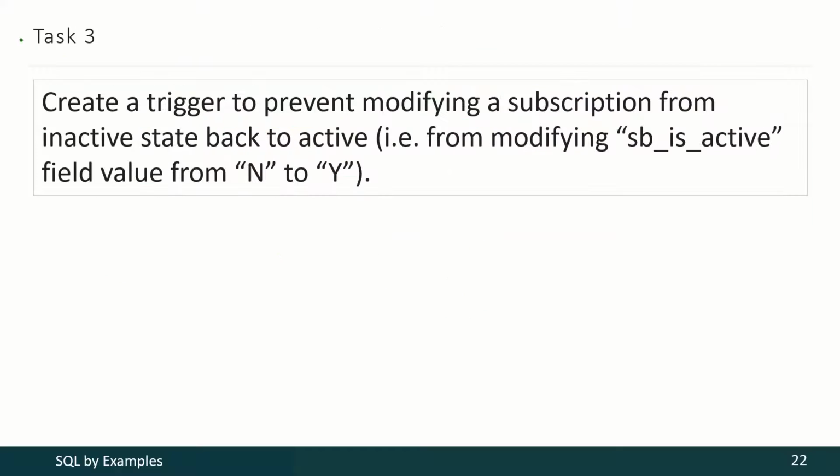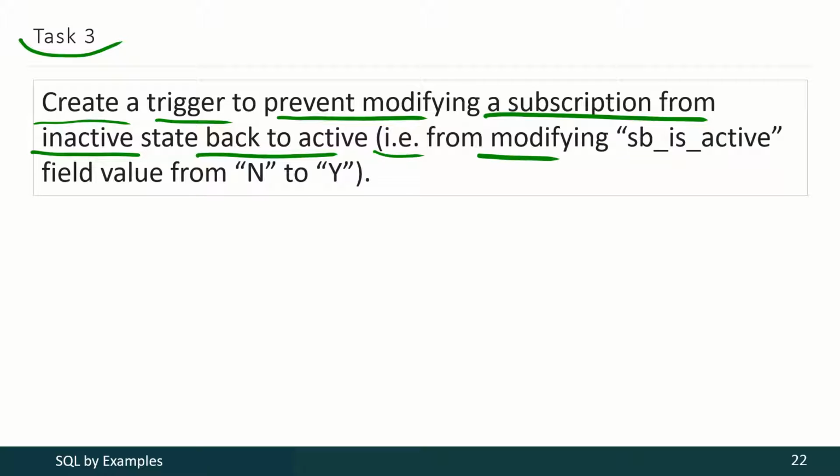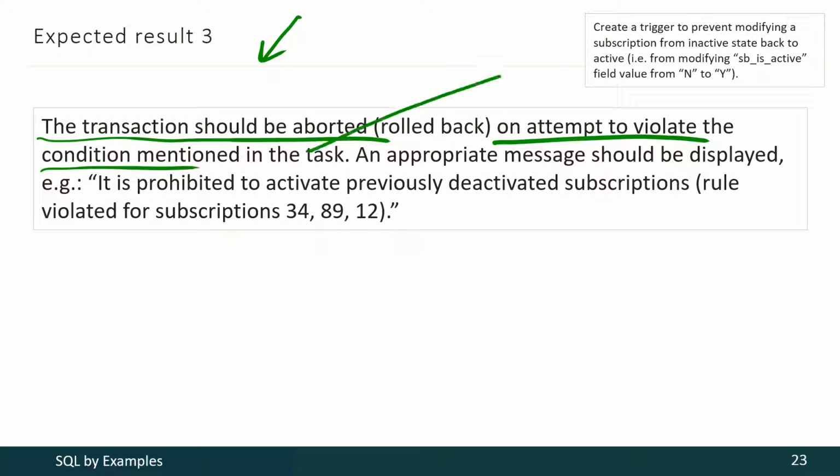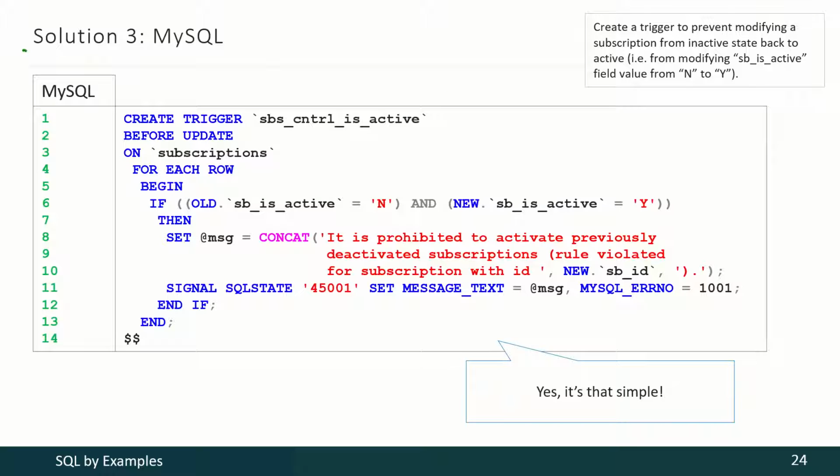And in the final task we have to create a trigger to prevent modifying a subscription from inactive state back to active. It asks to prevent modifying this field from this value to this one. The expected result is that the transaction should be aborted on attempt to violate the condition mentioned in the task, and also a message should be displayed. It looks something like that. Unlike with previous solutions, here everything is simple.